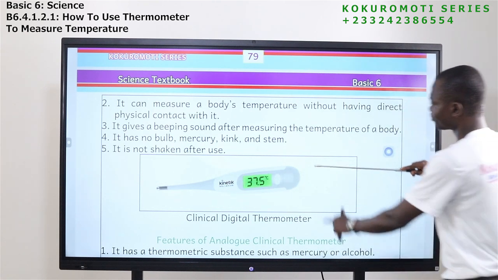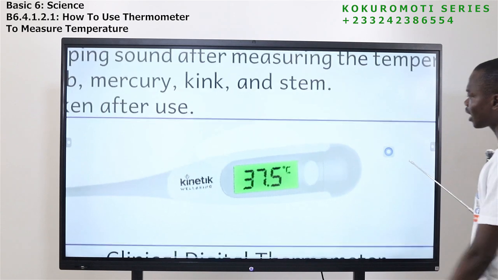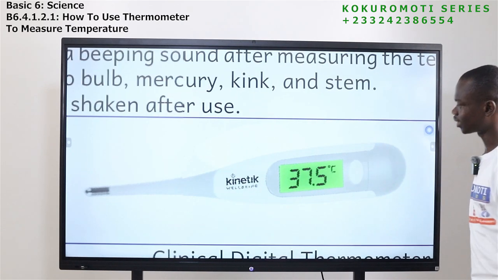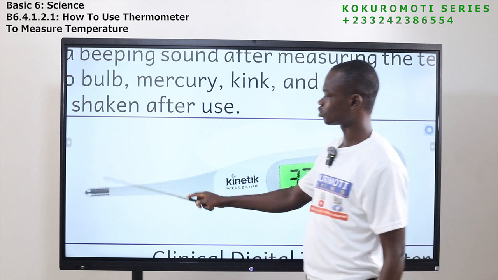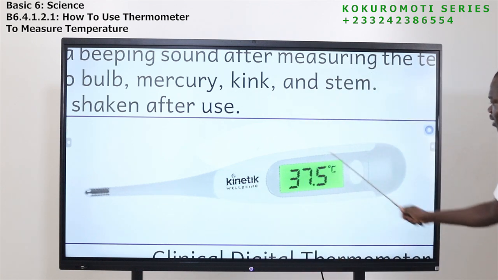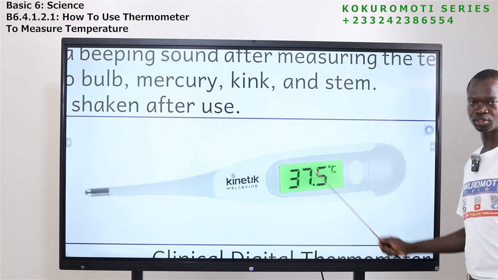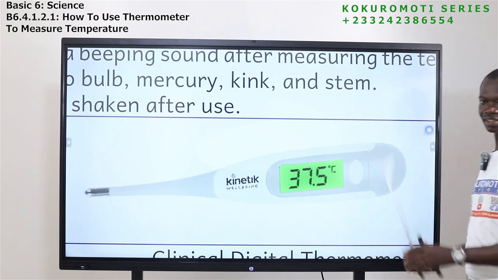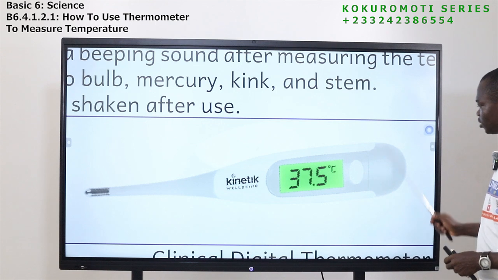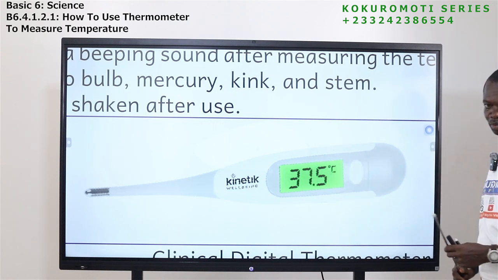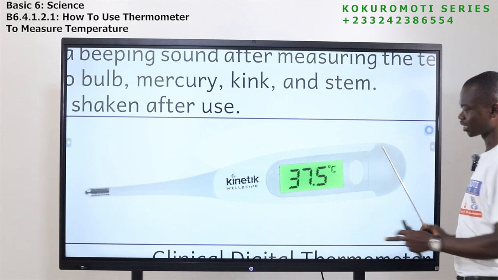So this is how the digital clinical thermometer looks like. It has no bulb, it has no kink, it has no mercury. You see, it displays the result for you to see. It also gives what? A beeping sound after it has finished reading the temperature. So this is how the clinical thermometer, the digital one, looks like.